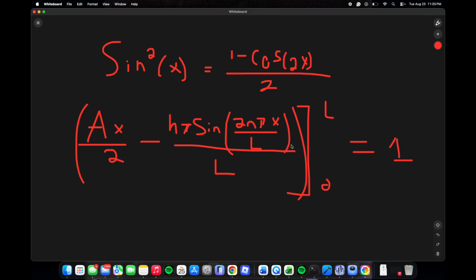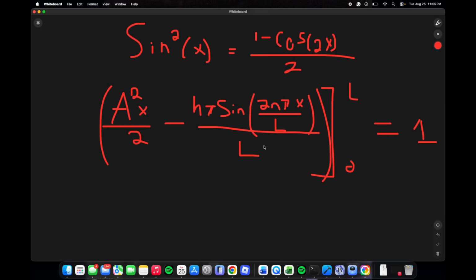I'm sorry, this should be a squared. Okay, so let's consider what happens when we plug in our bounds. Well, here, 0 being our lower bound, that's not going to matter, it's going to cancel out. We're going to get a squared L over 2. And this little term here, let's just consider 0. Obviously, it goes to 0. Sine of 0 is 0.